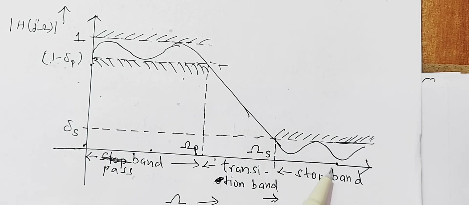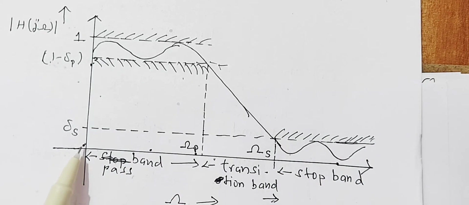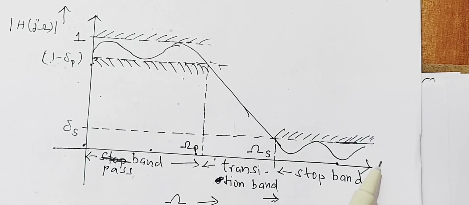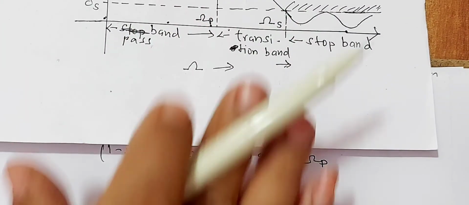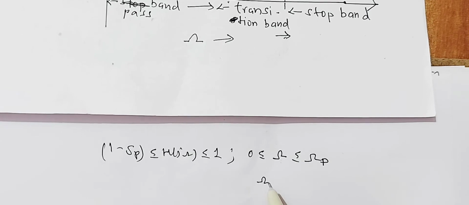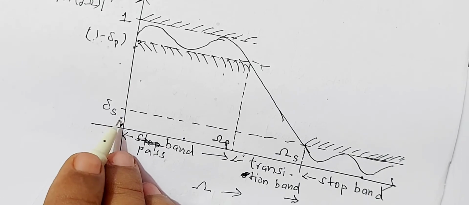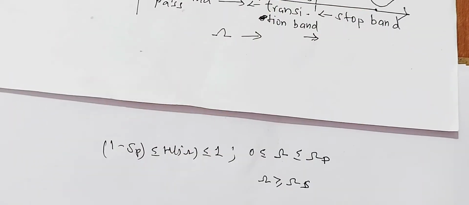what is the value? This is 0. From 0 to delta S, there is a small value. It is stopped. Therefore, delta is almost equal to 0, which means the output is stopped after omega S. Therefore, when the frequency omega is greater than or equal to omega S, is there any output voltage? No output voltage. However, there is a small output voltage delta S. Therefore, 0 less than or equal to |H(j omega)| less than or equal to delta S.